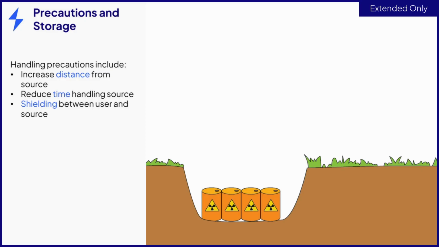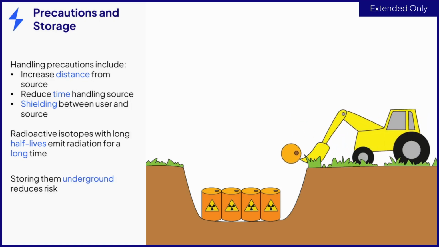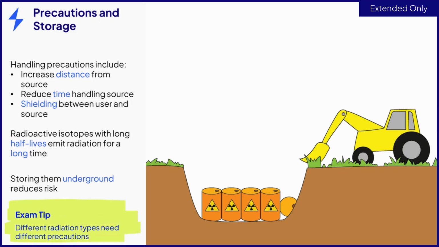Byproducts of nuclear power production often have long half-lives and could remain a risk for thousands of years. One solution to this is a form of shielding. The waste is just buried in the ground. Even gamma is unable to penetrate large amounts of earth and rock. When confronted with a precautions question in your exam, always refer back to the properties of that type of radiation.